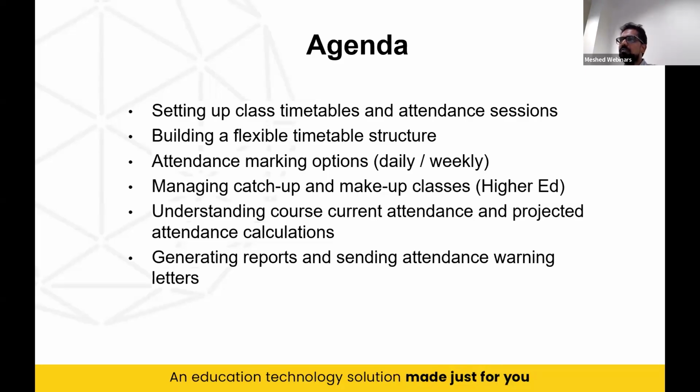We also look at the different attendance marking options that we currently have in the system. For the higher ed platform, as an optional thing, apart from the regular standard classes you set up, we also have a feature that supports catch-up and macro classes, and we'll look at how these can be created. We're also going to understand how the course attendance percentages and the projected attendance percentages in the system are calculated at a high level. Then we'll look at the commonly used reports for tracking attendance percentages and for sending attendance warning letters. So, let's move on to the next one.